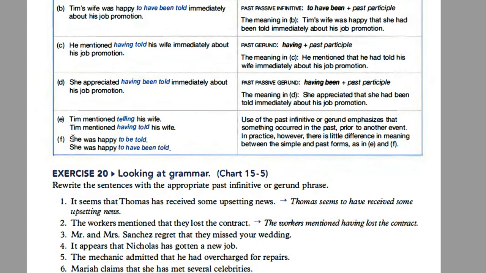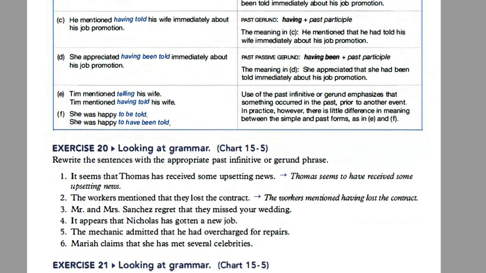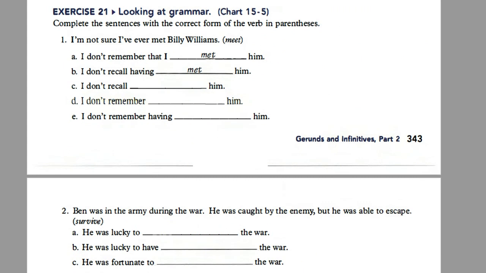If you look at the difference in the meaning, she was happy to be told, she was happy to have been told. So to be told means she has prior information or prior knowledge before it happened, and she was happy to have been told means she received the information on time. So that's the difference between the two structures. We have repeated it many times.